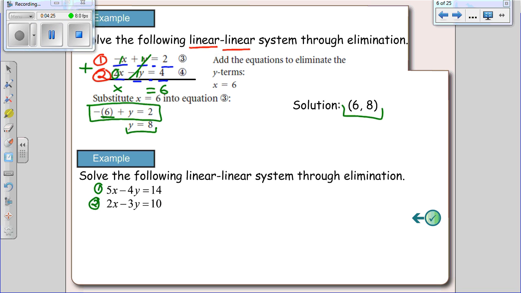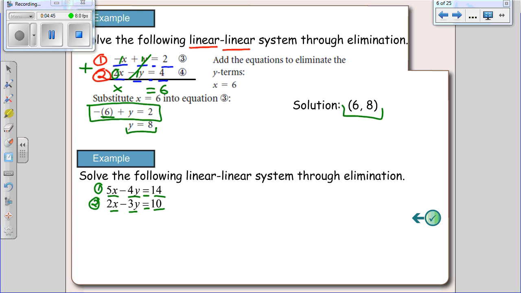The first step is to make sure things are in the same order. So x's, then y's, then equal sign, then constant. X's, then y's, then equal sign, then constant. They're the exact same order. They're right on top of each other. We do that on purpose because it's going to make our lives a little bit easier later on.